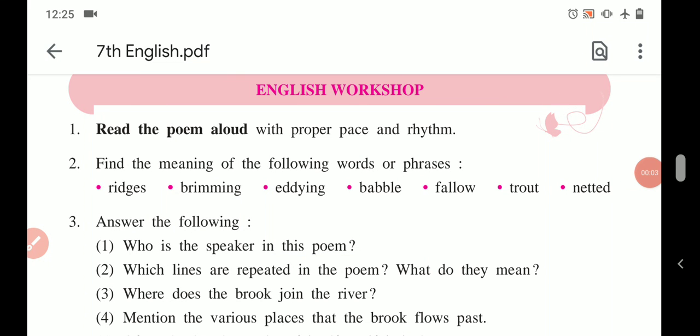Dear scholars, through the previous video, we have put an end to learning the explanation of the poem 3.4 The Brook. Through this video, let us see what activities are given in English workshop based on this poem and how to do those activities.